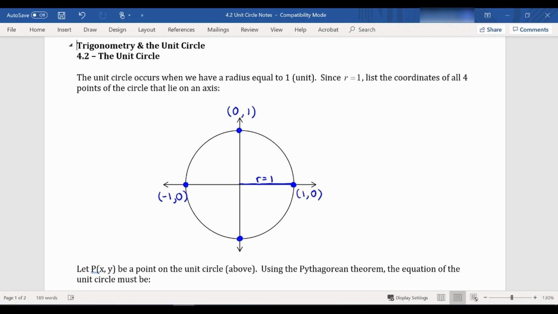On our last point on the negative y-axis, on the y-axis, x should be 0. We are on the negative y-axis, so our y-coordinate should be negative. And again, we would have traveled a distance of 1.